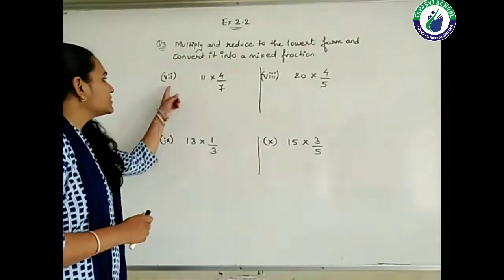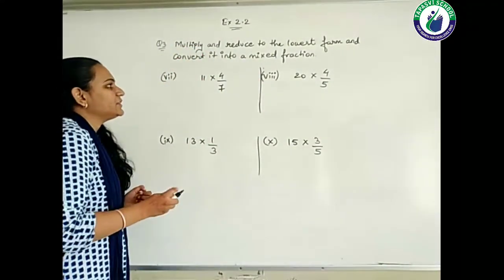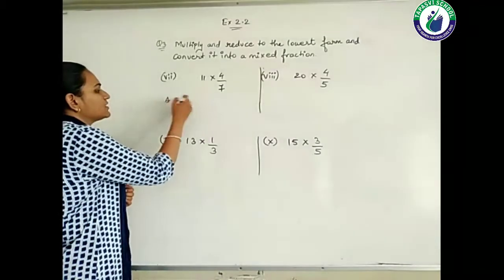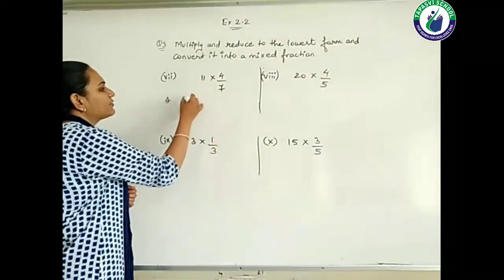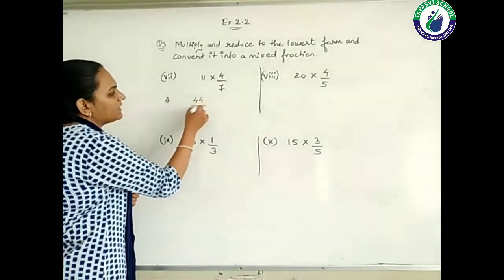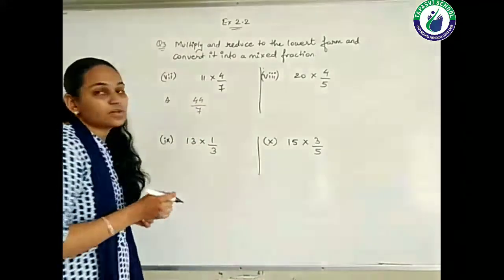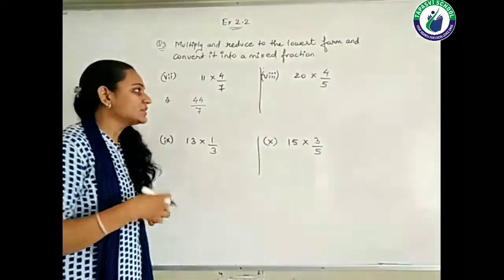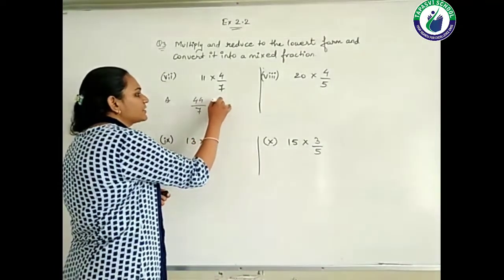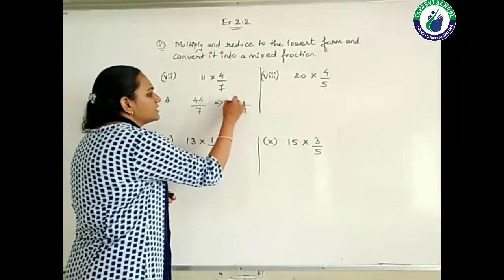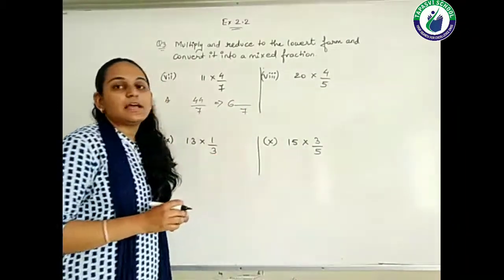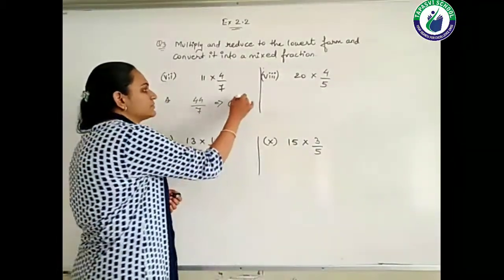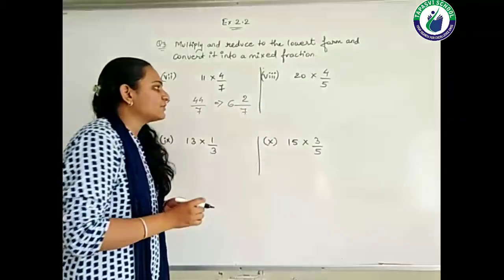So 7th one is there, students. 11 into 4 by 7. So let's first multiply them. 11 4s are 44. And we don't have anything over, so consider it as 1. So 44 upon 7. Students, this is an improper fraction, so we need to convert it into a mixed fraction also. So 6 7s are 42 and the remaining one is 2. So this is the answer for it, right?